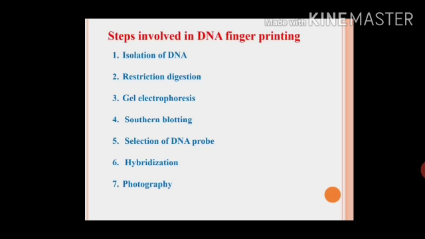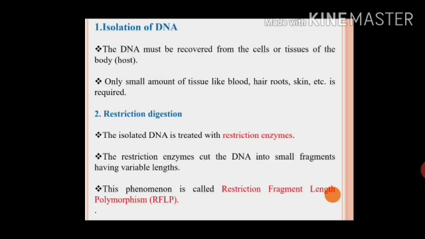There are about 7 steps. First, isolation of DNA. Second, restriction digestion. Third, gel electrophoresis. Fourth, Southern blotting. Fifth, selection of DNA probe. Sixth, hybridization. And seventh, photography. Let us study these steps one by one.